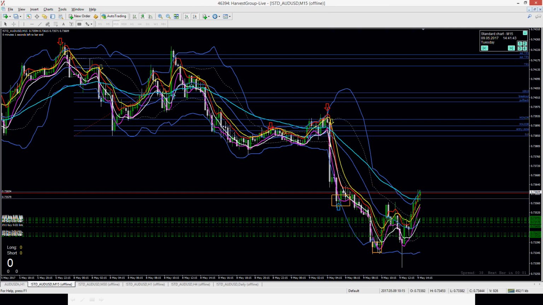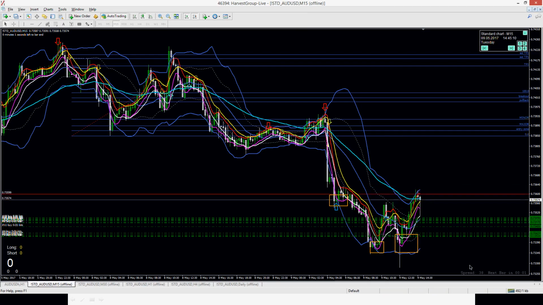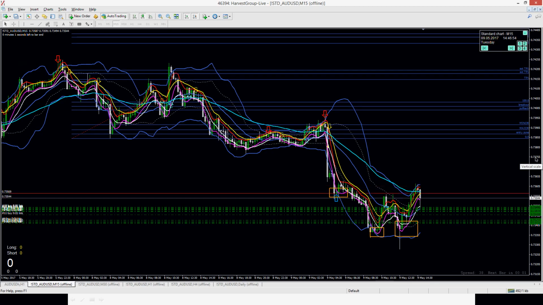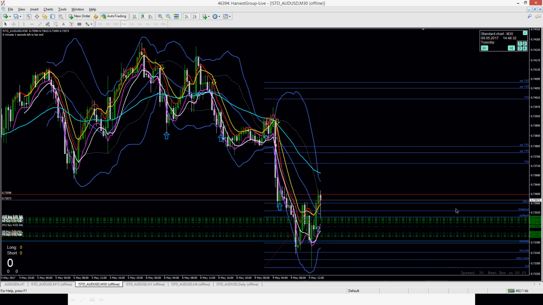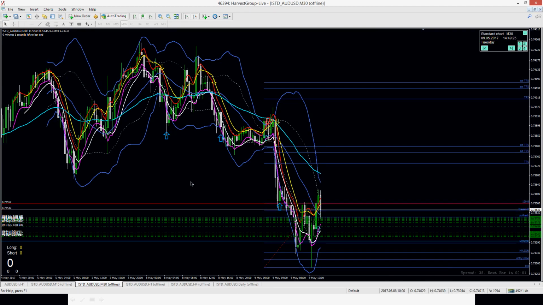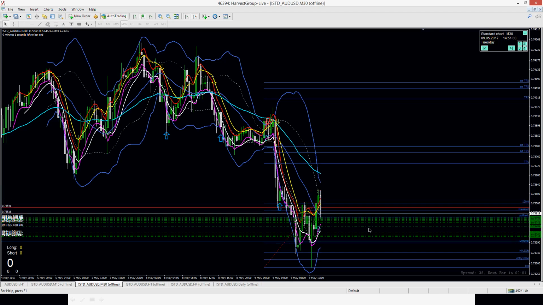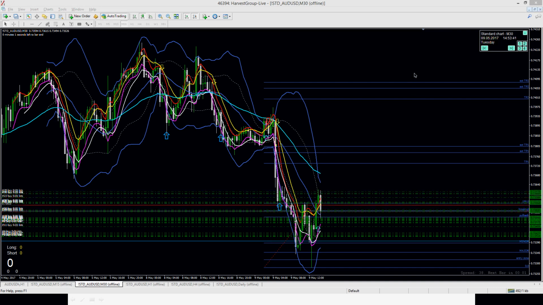Basically, this is the shoulder. That's the head. Then you have another shoulder over here. So that's basically what we're looking at on M30 over here. So the price is right now at the pullback zone.